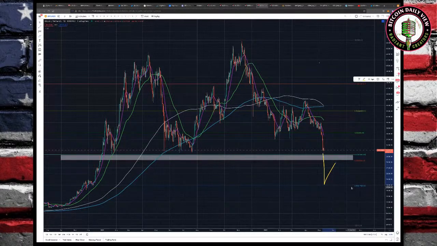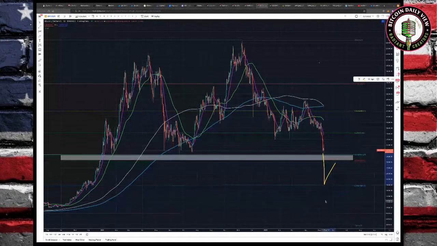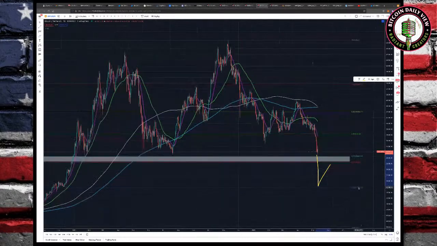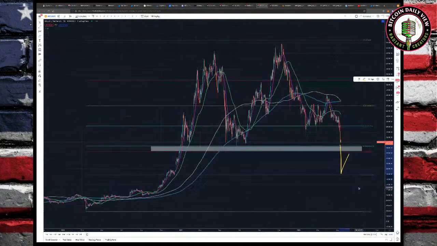Oftentimes even better than the 618 because you've really given a lot back. You've given 75% back. If we don't bounce there and it continues going under, well, then that's a whole different world. Okay, but if we wicked down there, we had a flash crash down there or a couple bad days and got down there, the 786 as I've drawn it here is 17,687. So could we see an 18K bounce?